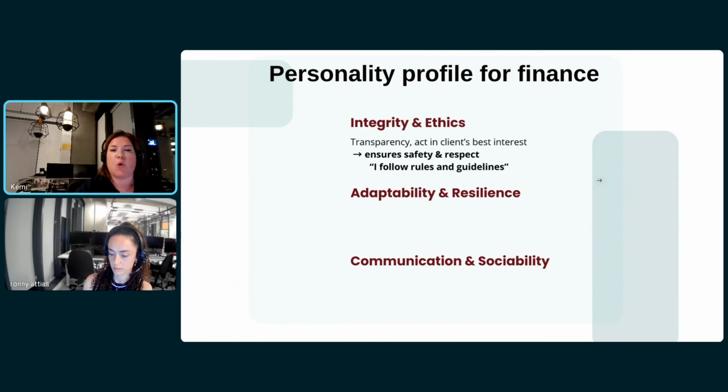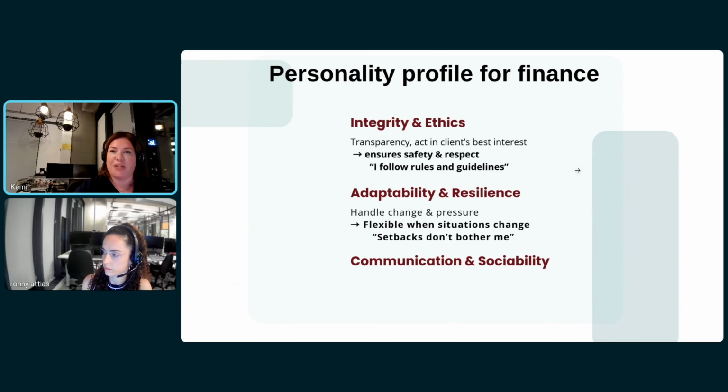Integrity and ethics talks about transparency, acting in the client's best interests, admitting to mistakes. It ensures safety and respect. It is a very important aspect that financial roles look for. An example statement here would be, I follow rules and guidelines.